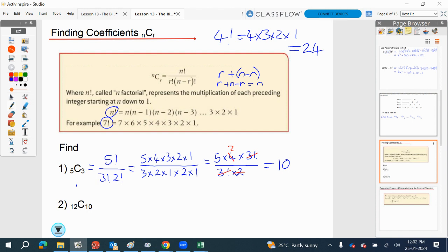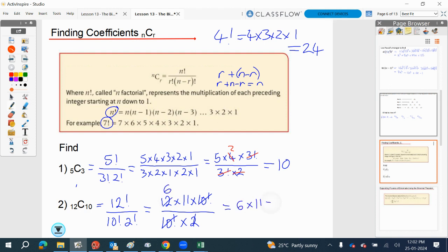Okay, let's have a look at an answer to this one. This is 12 factorial over 10 factorial times 2 factorial. That's going to be 12 times 11 times 10 factorial over 10 factorial times 2. That cancels, and this halves this one. And we are left with 6 times 11, 66. This is how we can calculate combination numbers.